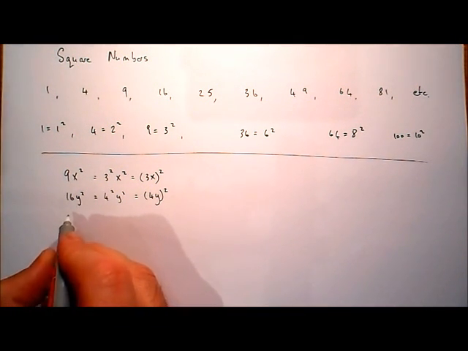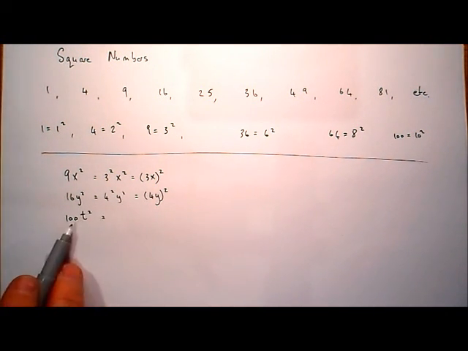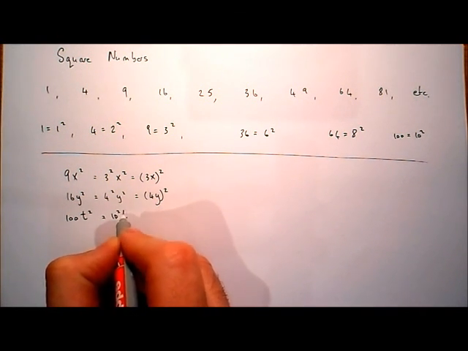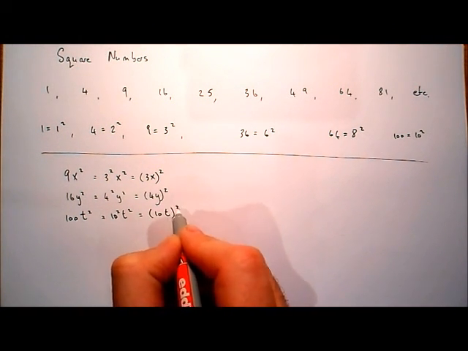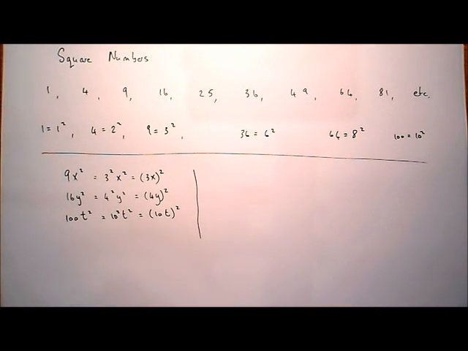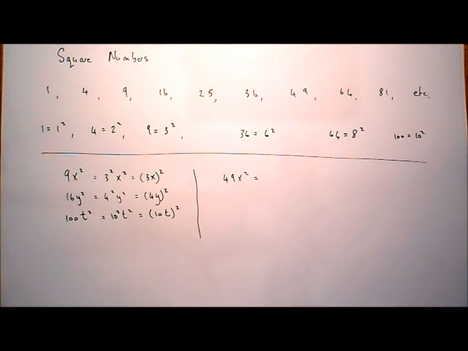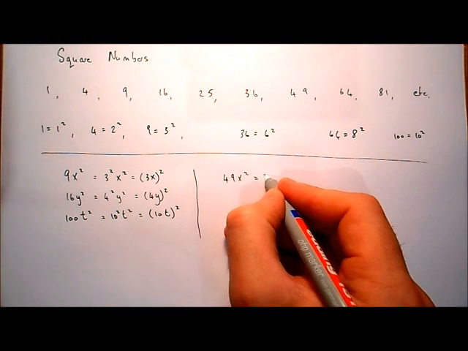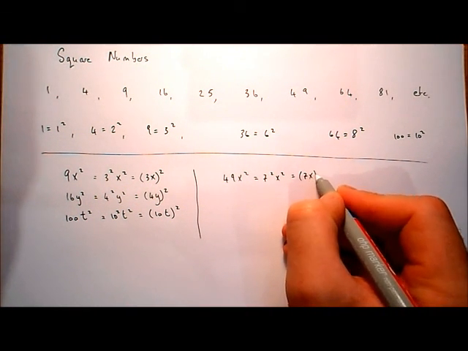Let's have a look at one more example, or a few more. So let's say if we have 100t squared. Again, we recognize the number 100 is the same as 10 squared. So that's 10 squared t squared, which would be the same, well, I could write that in brackets, (10t) all to be squared. And let's have a look at one more. So let's say we had 49x squared. Again, we notice that 49 is a square number, because 49 is 7 squared, so that's 7 squared x squared. And then rather than write the squared twice, I can put the whole thing in brackets and write (7x) all to be squared.